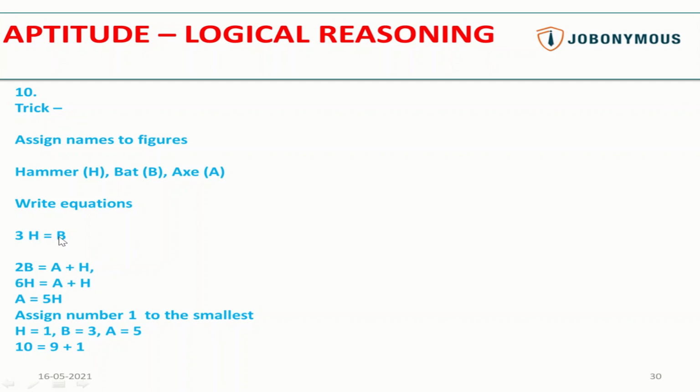Then you can see that B equal to 3H. So you can replace it here. Then you will get A equal to 5H. So B equal to 3H and A equal to 5H. Then assign number 1 to the smallest. So the smallest here is H. So if you assign 1 to H, B equal to 3 and A equal to 5.